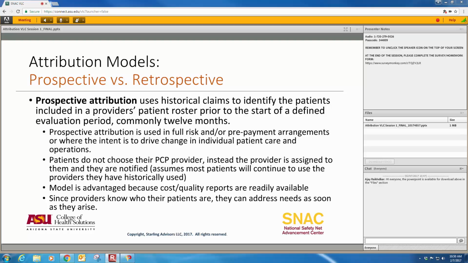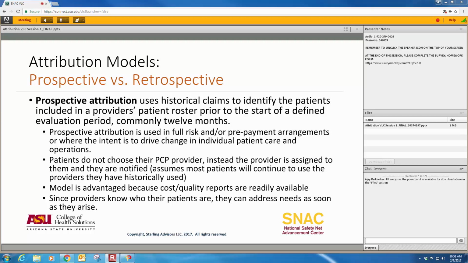Another set of distinctions within different attribution models is the prospective versus retrospective models, and we're going to define the difference between these two. Prospective attribution uses historical claims to identify the patients included in a provider's roster prior to the start of a defined evaluation period, an evaluation period typically lasting, although not always, 12 months. Prospective attribution is used in full risk and/or prepayment arrangements, or where there is intent to drive change in the individual patient care and operations.